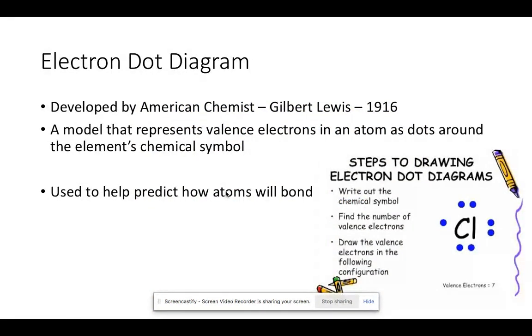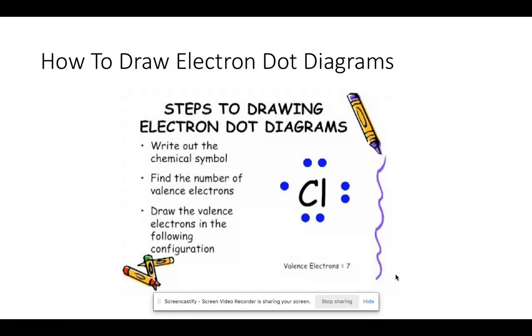Another way to show electrons is an electron dot diagram. This was developed by an American chemist, Gilbert Lewis, in 1916. This is a model that represents valence electrons in an atom as dots around the chemical symbol, and it's used to help us predict how atoms will bond. If you look at the steps, you're going to write out the chemical symbol, then find the number of valence electrons and draw them around it. You can copy these steps down in your notebook, and we'll come back to this because we're going to do an activity on it.